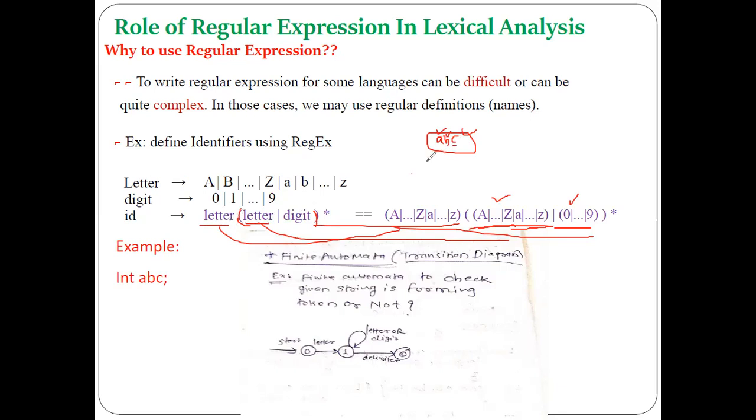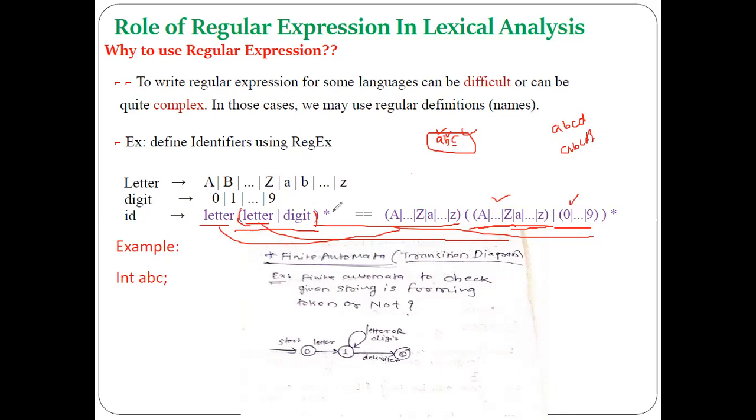When you are declaring the variable, the first character should be a letter. After that letter, there can be multiple letters or digits. This part is optional. You can simply declare the variable like this, A, with only a single letter. Or you can declare the variable with multiple letters, A, B, C, D. Or you can declare the variable like A, B, C, D, 1.